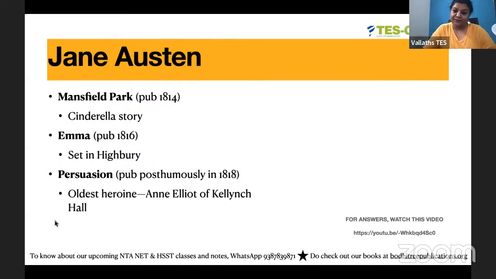Then there is Emma. Emma is a novel set in Highbury. Emma is trying to get her friend Harriet Smith married. She does not listen to George Knightley. Finally, she learns her lesson.